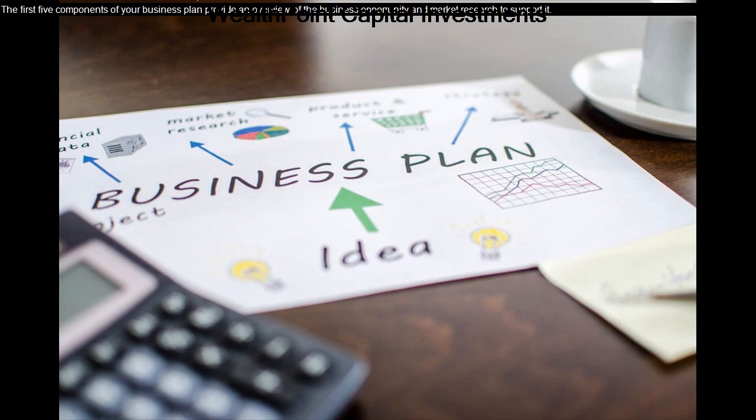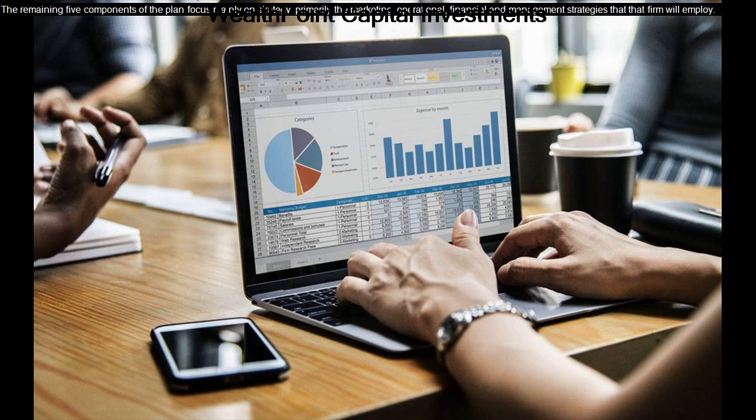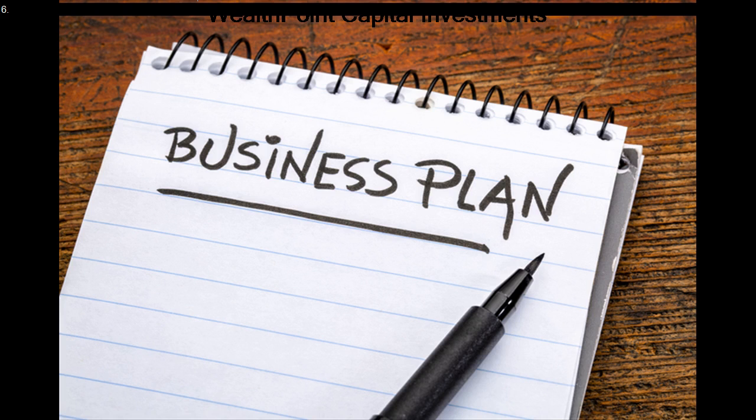The first 5 components of your business plan provide an overview of the business opportunity and market research to support it. The remaining 5 components of the plan focus mainly on strategy, primarily the marketing, operational, financial and management strategies that the firm will employ. 6.